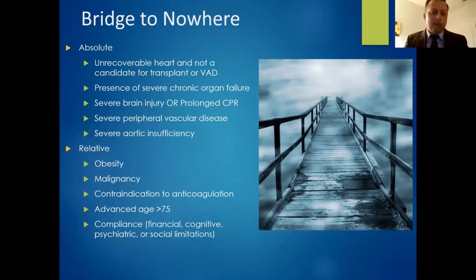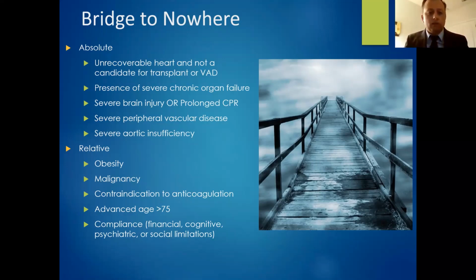Relative contraindications are if they're obese, if they have a malignancy, contraindication to anticoagulation, any patient with advanced age, although this is relative as well, you can have someone who is a very good 75-year-old and some patients that are not as good 60-year-old. And then of course, compliance. If this is a person that could otherwise get a VAD, but there are financial issues or cognitive issues or social limitations that are going to prevent them, that has to be taken into consideration. Although again, this is a relative contraindication.